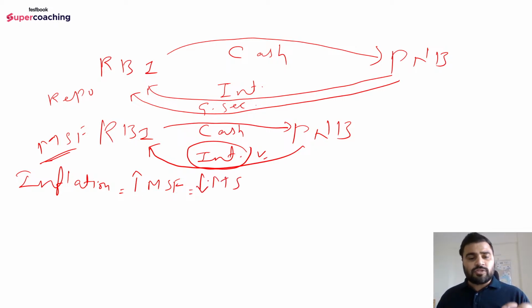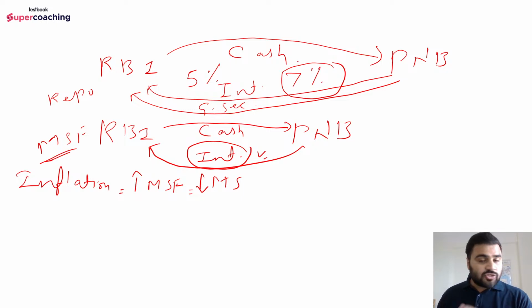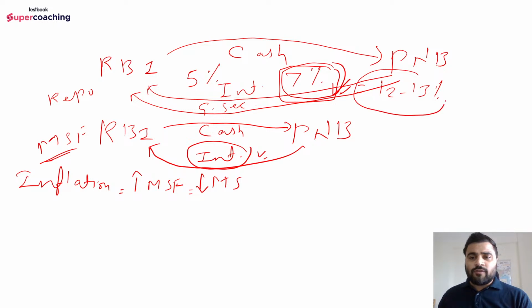Why is this so? Because suppose earlier RBI was charging around 5% as the MSF rate, but later on RBI has increased it to 7%. Now it is costly for the commercial banks to borrow money from the Reserve Bank of India. Reason being, now they have increased the MSF rate to 7%, which means if they are borrowing money at the cost of 7%, what will they charge their customers? They definitely have to charge 12 to 13%, which is very costly. So being a middle class customer, we will not take a loan at 12 to 13%.